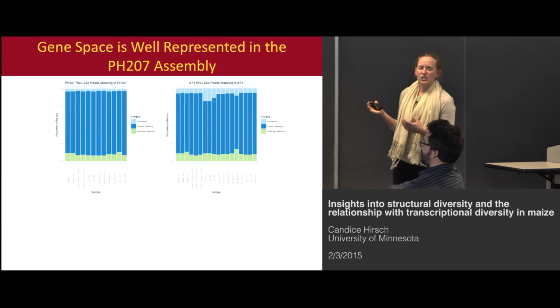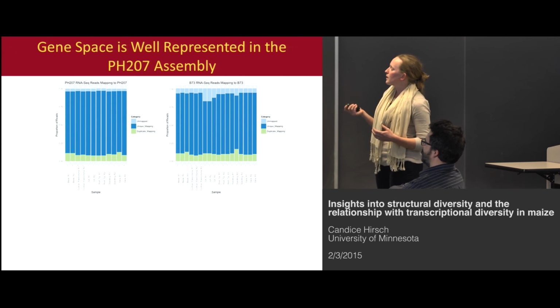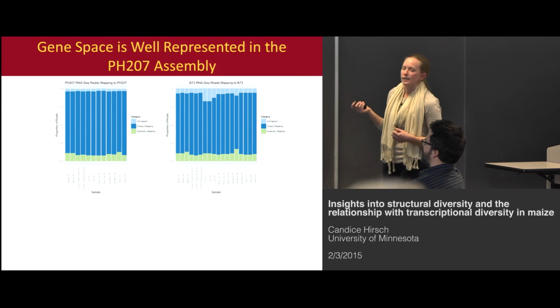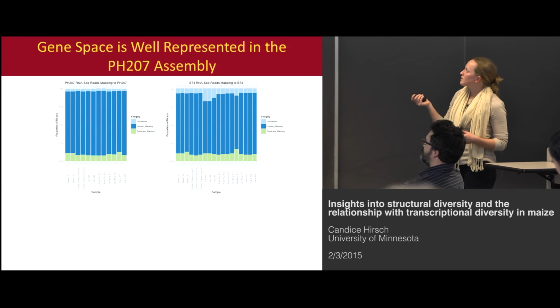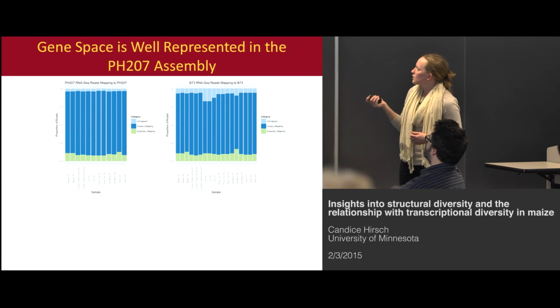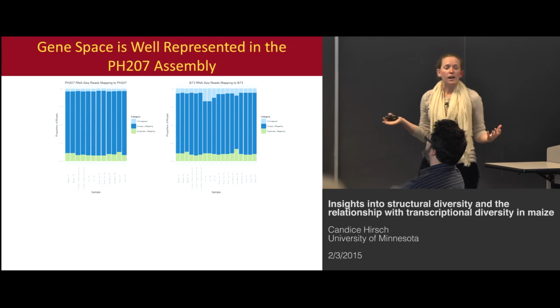So to see if the gene space was well represented in our assembly, we took RNA-seq data from a number of different tissue types and aligned it back to the reference. So we did PH207 to PH207 and B73 to B73. You can see here green are reads that map to multiple positions, blue map to a single position, and this light blue were unmapped reads. And so we have a very, very high percentage of our RNA-seq data that can actually map back to the reference.